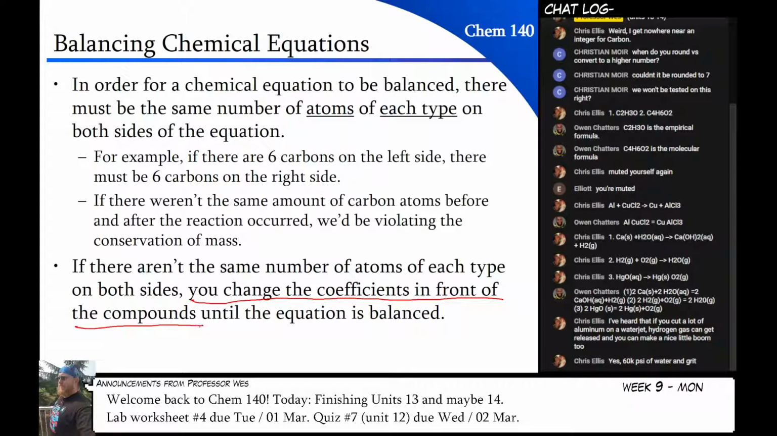You cannot change the formula itself. So if I have H2O, you're not allowed to just cross that out and write H2 and O2 and then balance them separately. That is invalid. All of our compounds have to be retained in the states that we observe them in. So keep all of the formulas, keep all of the phases. The only thing you change when balancing an equation are the coefficients in front of each substance.